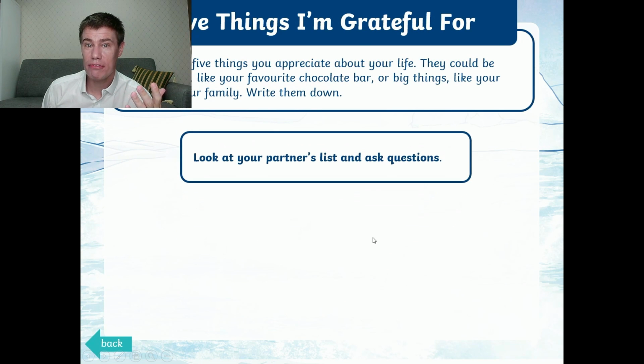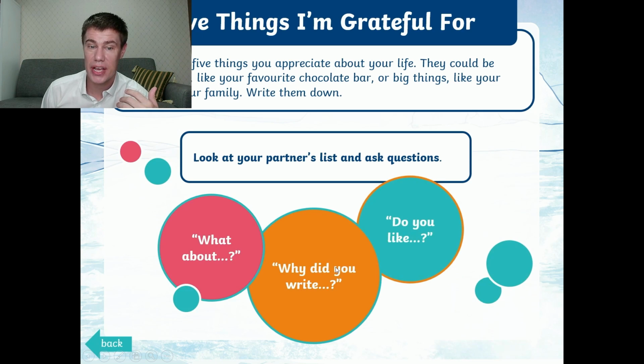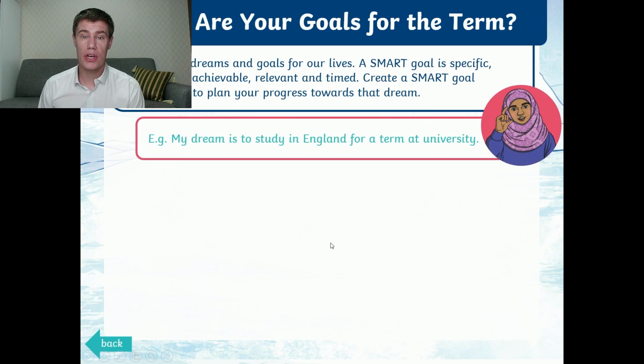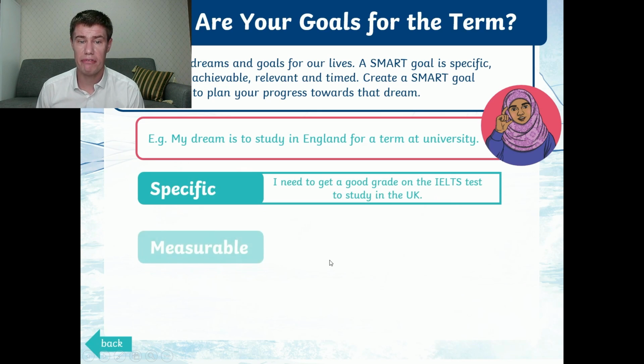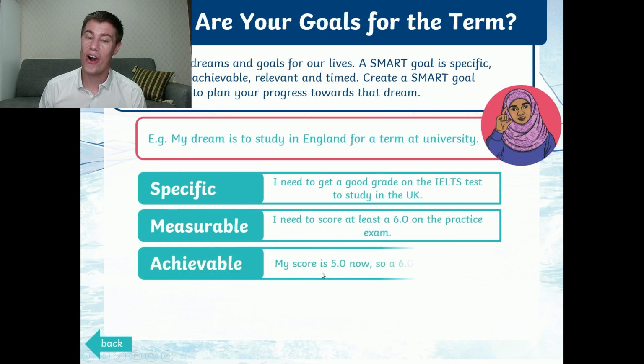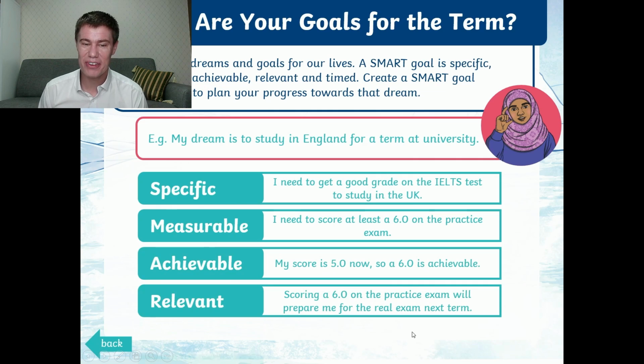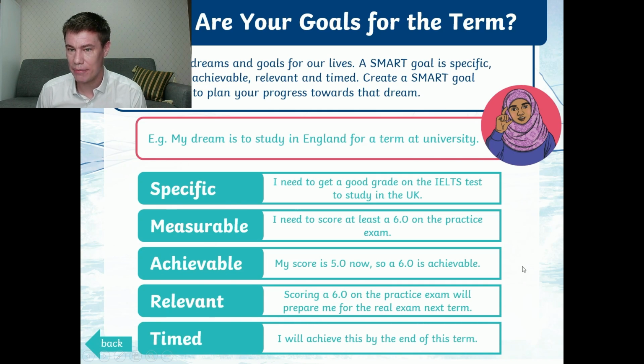5 things I'm grateful for. So make a list of 5 things you appreciate about your life and then share them. What are your goals for the term? Create SMART goals. So remember, SMART goals are specific, measurable, achievable, relevant, and timed. So get your students to write some SMART goals for the semester or term.